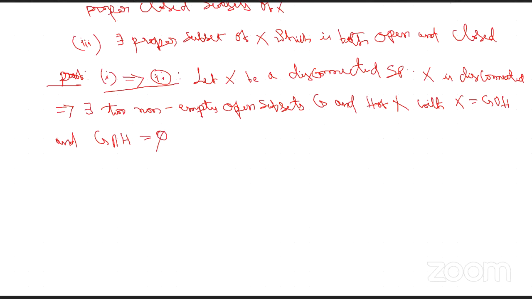That implies G equal to X minus H, that is equal to H dash, and X minus G equal to G dash, that is equal to H.